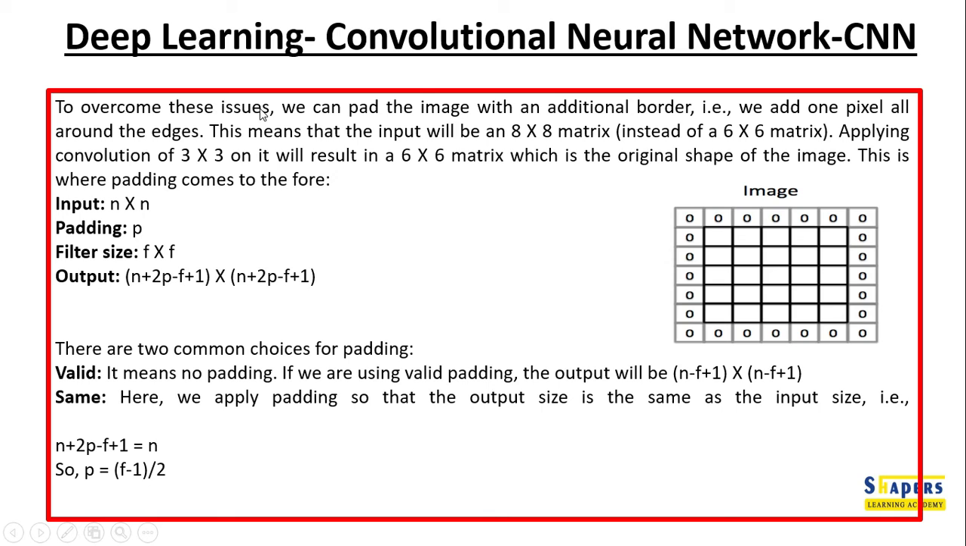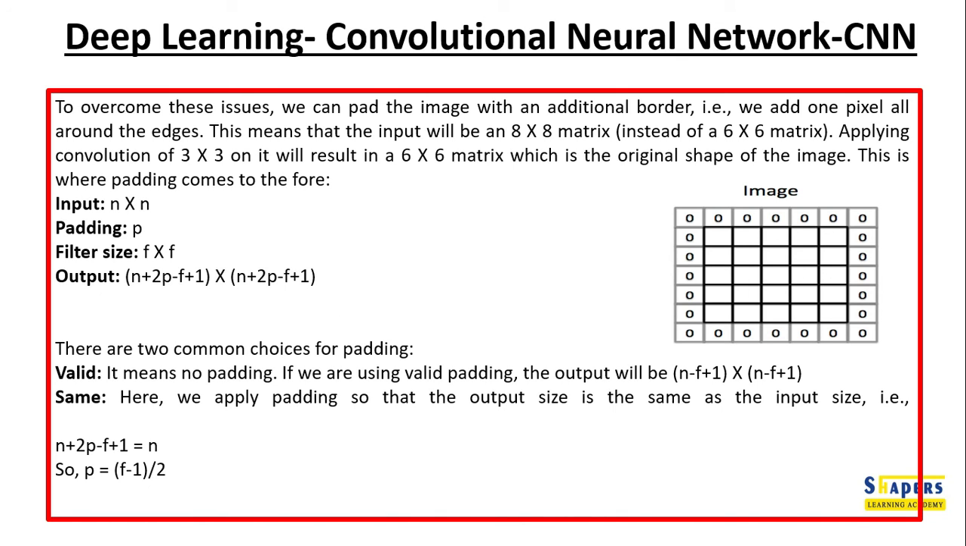To overcome these issues, we can pad the images with an additional border. So instead of a 6 cross 6, you can have an additional padding, and I'll make the matrix 8 cross 8. Applying the convolution of 3 cross 3 on it will result in the 6 cross 6 matrix, which is the original shape of the image. This way the padding comes to the fore. So the input is n cross n, padding is p, filter size f cross f. The output is n plus 2p, because you have added 2 padding layers, n plus 2p minus f plus 1 into n plus 2p minus f plus 1. So here the loss is not there. You don't lose any layers of the image.